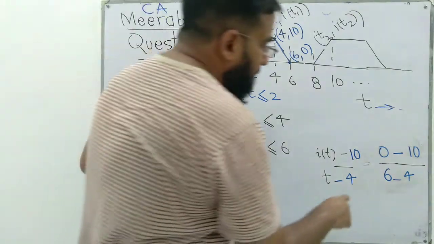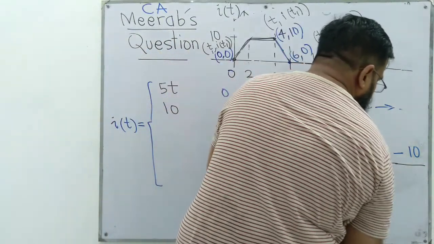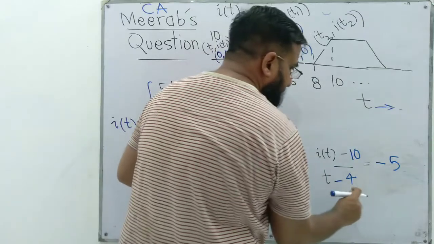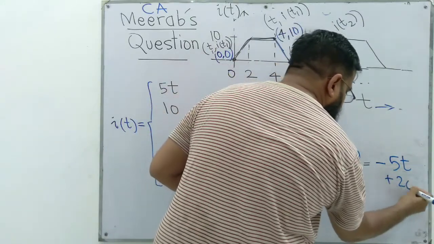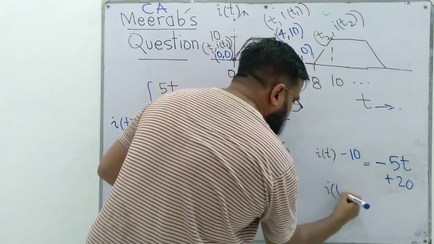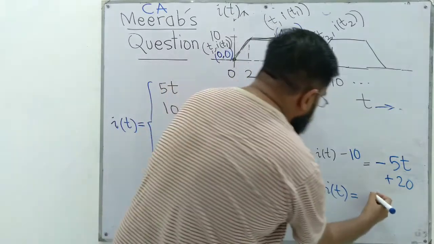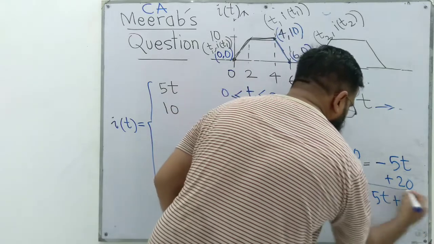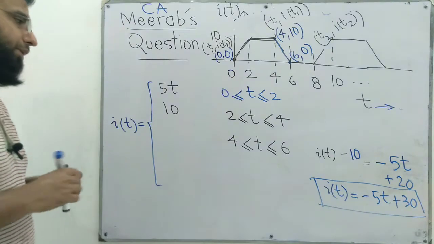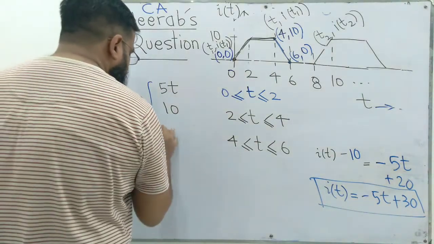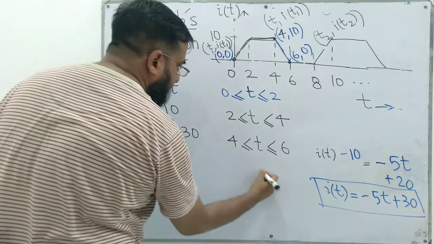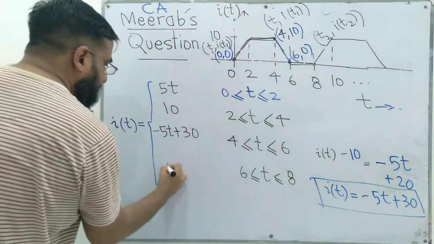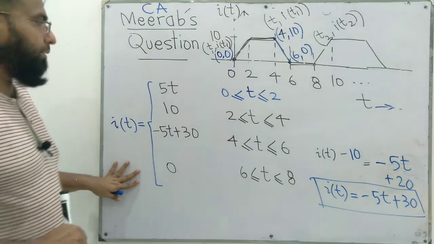So we can solve it. This is minus 10. 6 minus 4 is 2. So minus 10 over 2 is minus 5. So multiply this. This becomes minus 5t plus 5 fours are 20. Or I of t can be written as, taking 10 on the other side, minus 5t plus 30 amperes, or whatever are the units. So this is minus 5t plus 30 in this span, and from 6 to 8 it's a constant at 0. So this is how we can describe this signal I of t.